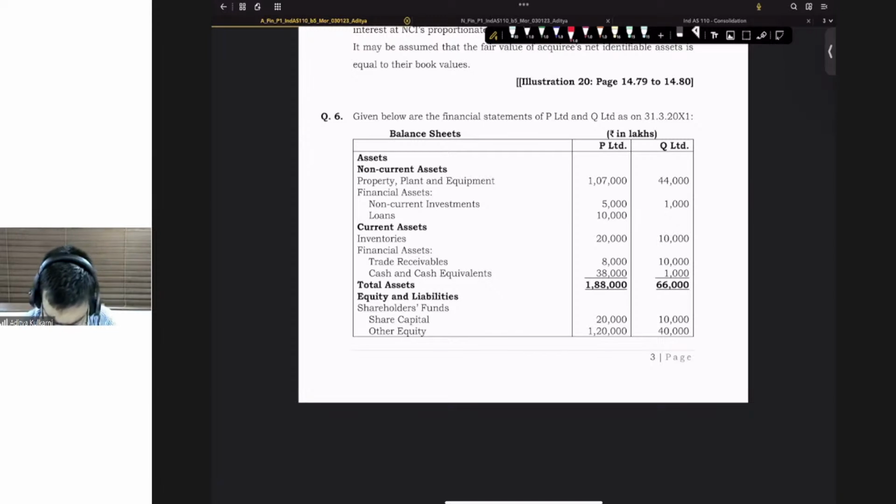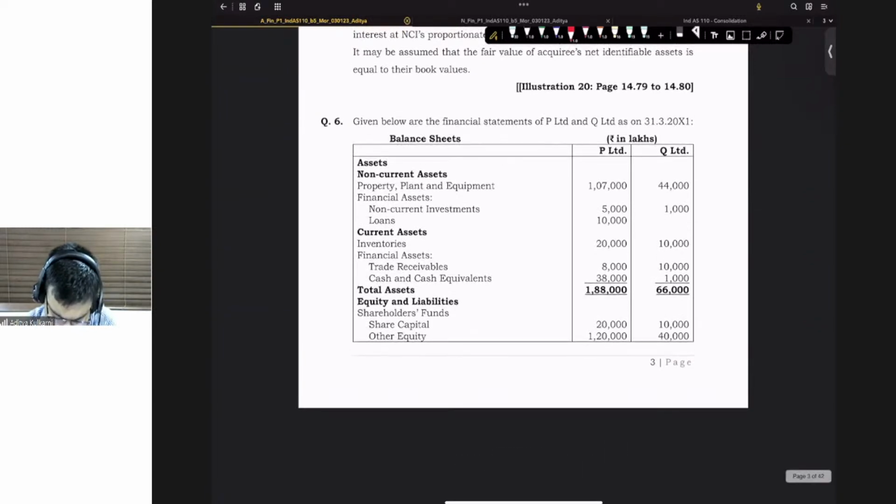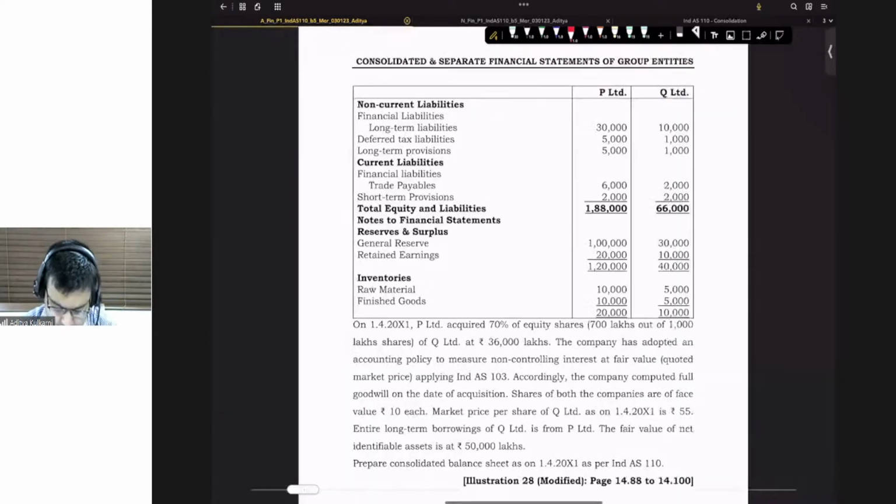So therefore, we are having assets first and then followed by the liabilities. Okay. So you are given assets of P and Q, property, plant and equipment. Financial assets, you have non-current investments, loans. Current assets, you have inventories, and financial assets, you have trade receivables and cash equivalents. Equity and liabilities, you have share capital, other equity, non-current liabilities, current liabilities, short-term provisions, total equity and liabilities. Then you are having notes to financial statements, reserves and surplus. You are having general reserve and retained earnings. Inventory breakup is given of raw materials and finished goods.